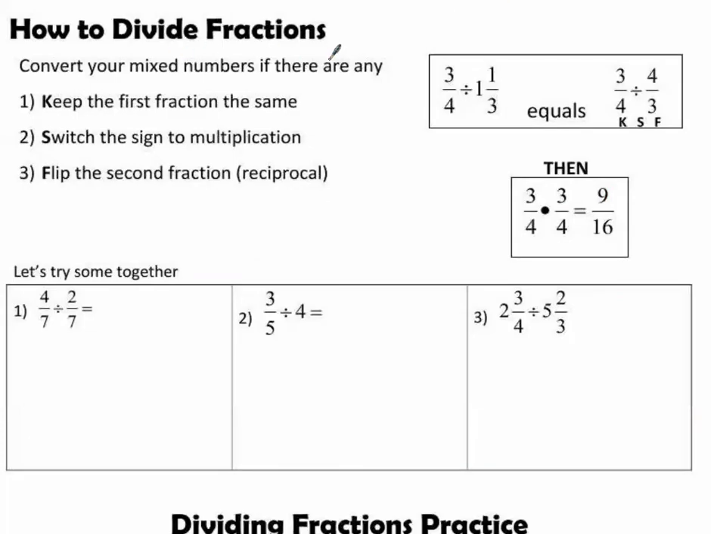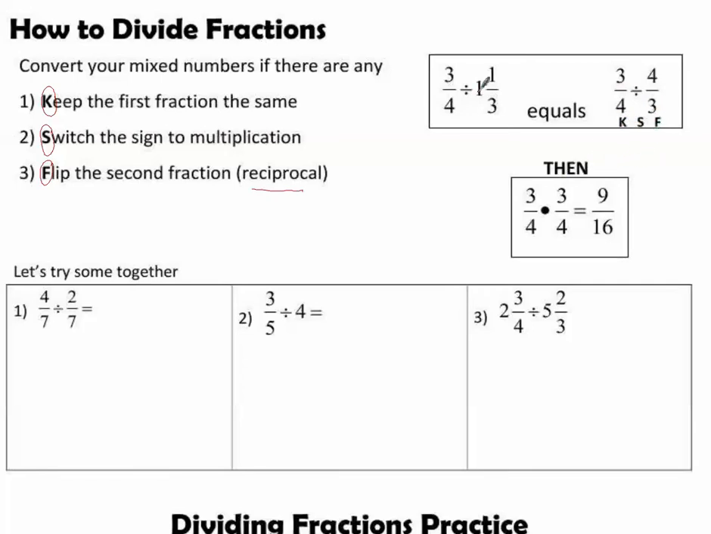How to divide fractions. Convert your mixed number, if there are any. Then keep the first fraction the same. Switch the sign to multiplication and flip the second fraction, which is its reciprocal. So you notice these are in bold. Keep, switch, flip. So when you see those three letters, keep, switch, flip.